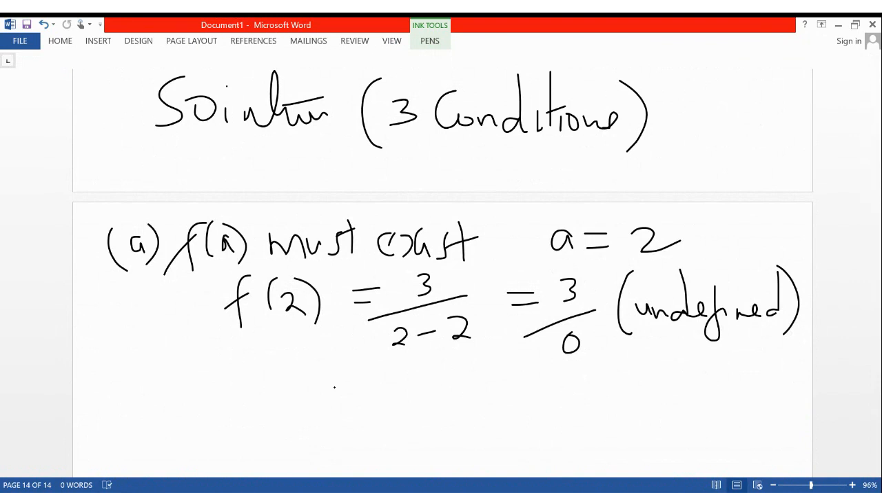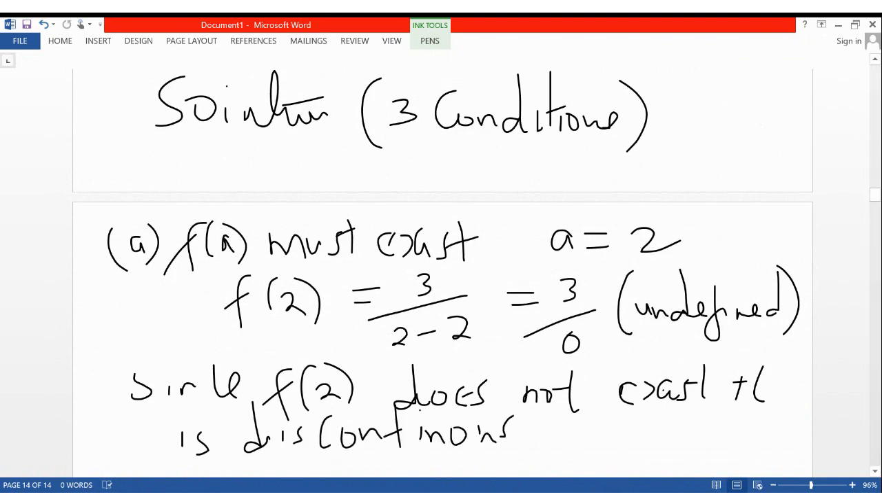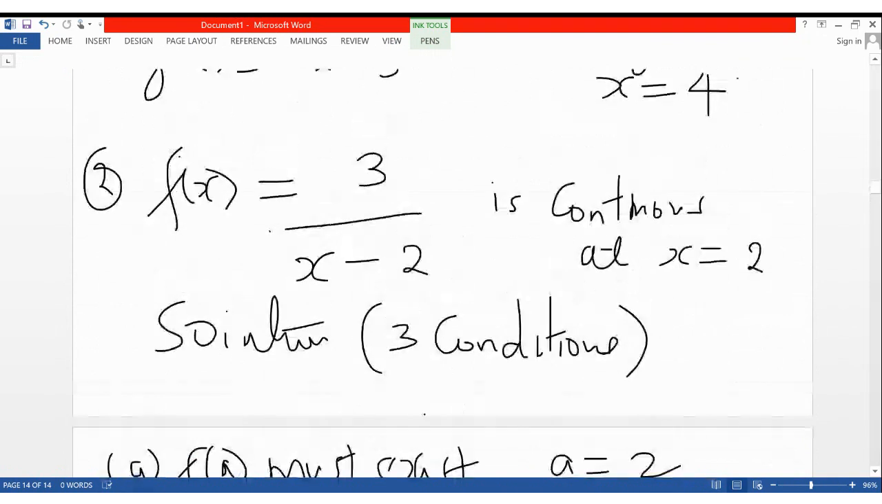So we can easily say, since f of 2 does not exist, it is discontinuous. By just that fact, it is discontinuous. So this function is not continuous at x equals 2 because of the undefined nature. But any other value, when you replace like 3, 4, 0 or negative 1, you'll get a value. Go and try and see.